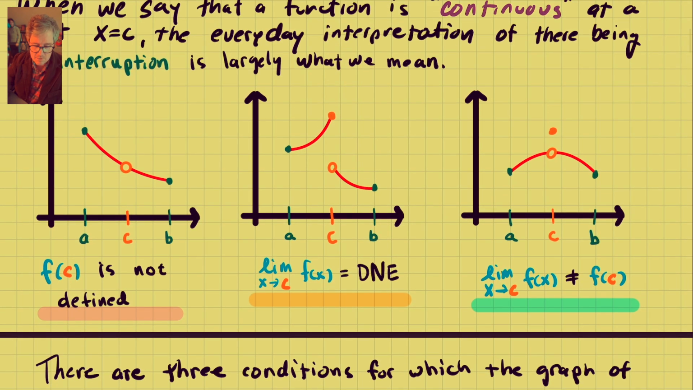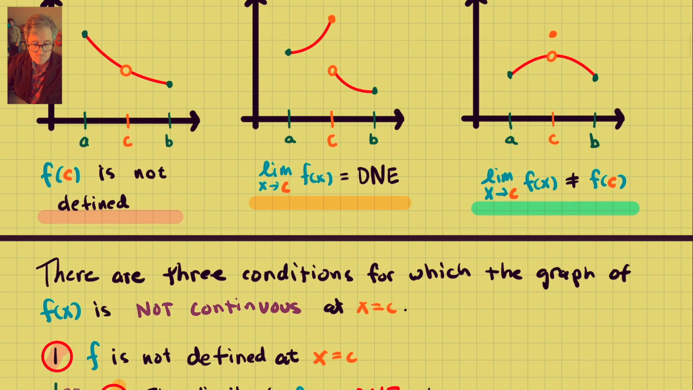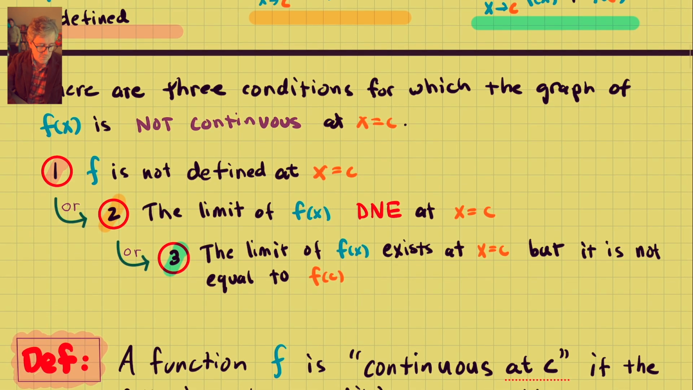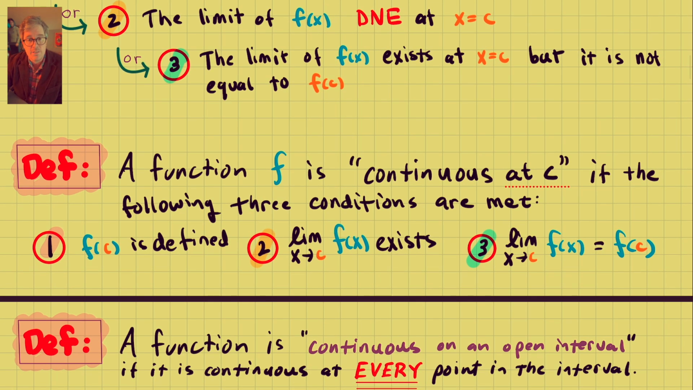And that can happen in this case with a step function, for example, or a piecewise function, where the function is mostly defined here, but then at x equals c, it just has this strange value. Okay, so if any of these three things occur, then the function is said to not be continuous at x equals c. And so that leads us to a definition, right?